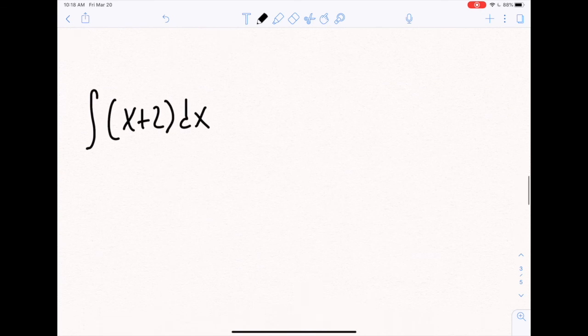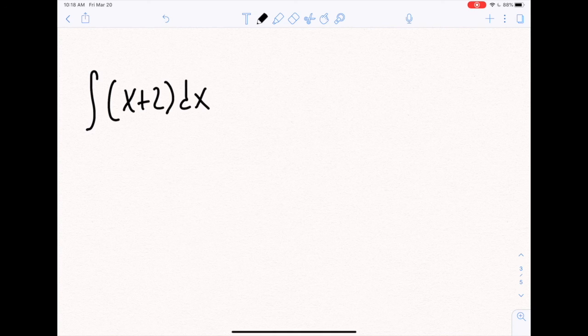Next examples I want to look at involve distributing the integral over addition. So the integral of x plus 2 dx, well, because the integral distributes really nicely over addition, this is the same as the integral of x dx plus the integral of 2 dx.